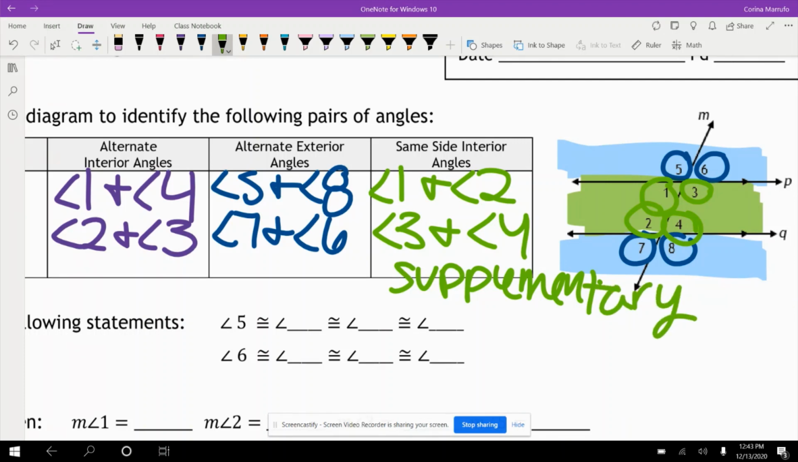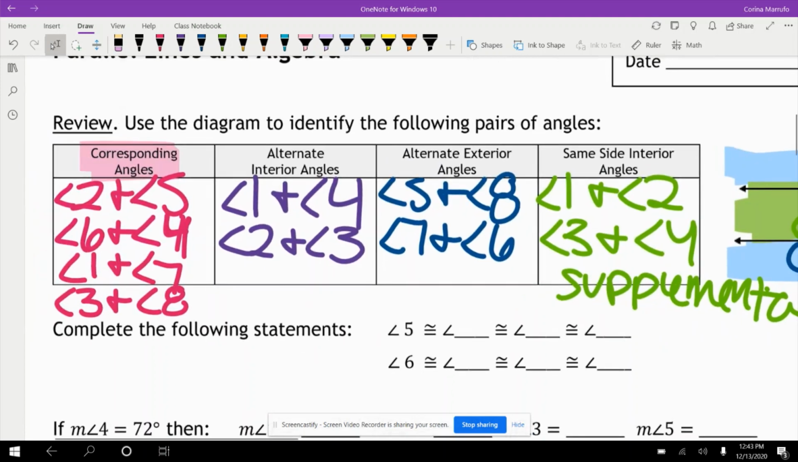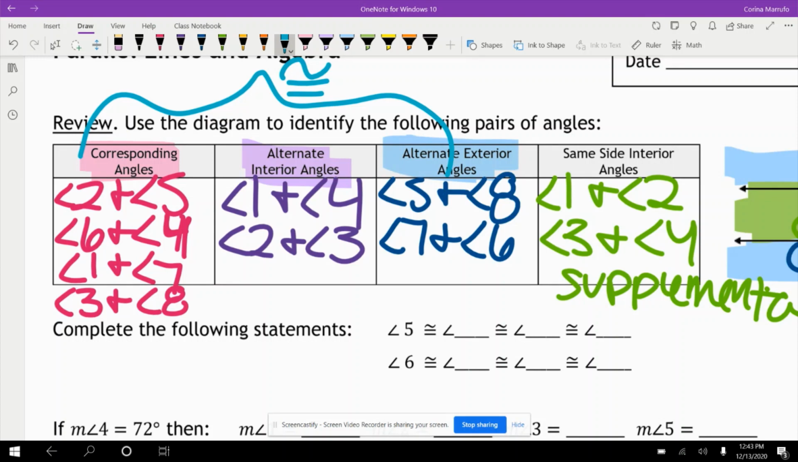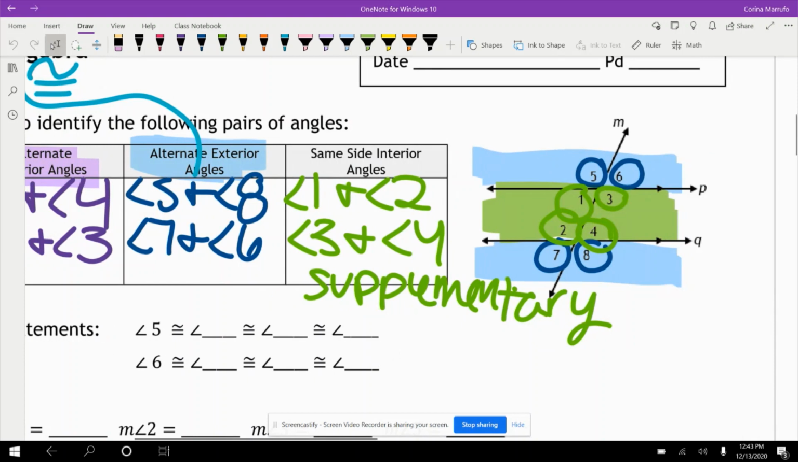Okay, and all the rest of them are congruent. So corresponding angles, alternate interior angles, alternate exterior angles, all of these are congruent. Okay, that's the sign for congruent, which means they're equal. Okay, so it says complete the following statement. So angle 5 is congruent to, we need to put all the angles that are congruent to angle 5.